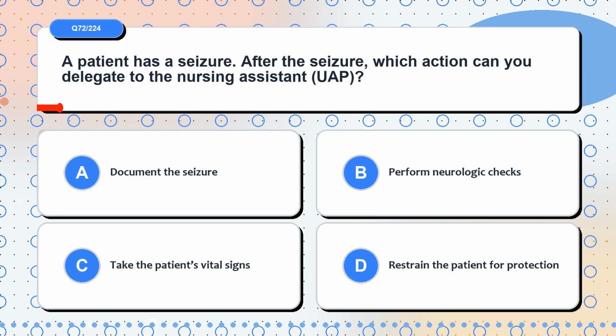Question 72. A patient has a seizure. After the seizure, which action can you delegate to the nursing assistant UAP? Here are the options. Option A, document the seizure. Option B, perform neurologic checks. Option C, take the patient's vital signs. Option D, restrain the patient for protection.